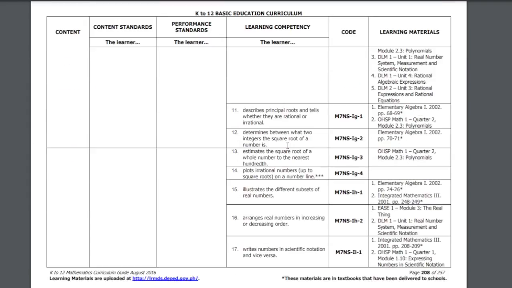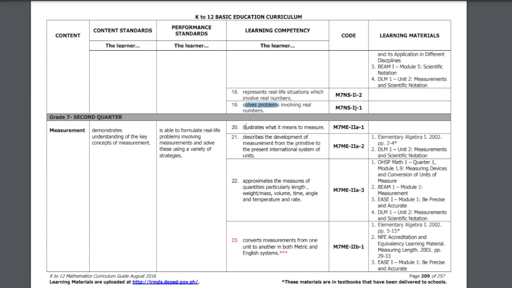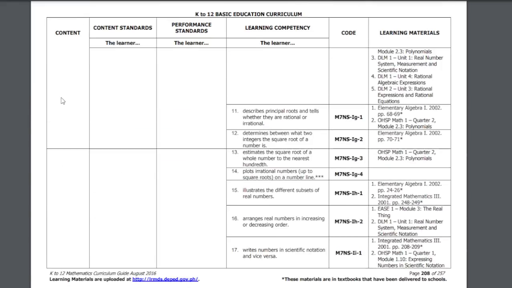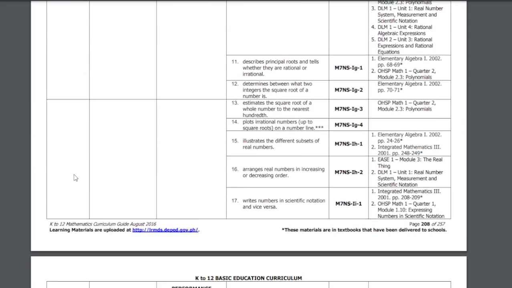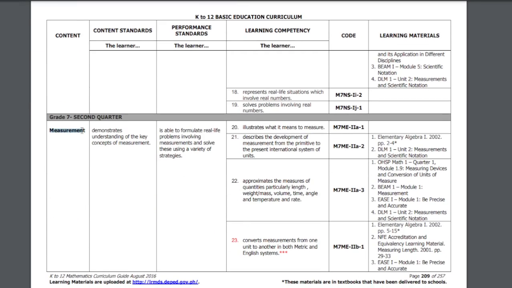That's the first quarter. Let's move on to the second. First, we had number and number sense. Now we go to measurement. Here we go. Illustrate what it means to measure. Describe the development of measurement from primitive to present. Basically, the history of measurements. We're going to approximate length, weight or mass, volume, time, angle, temperature, rate.